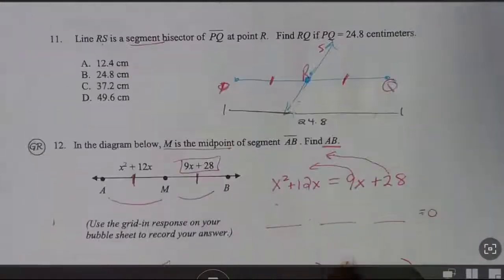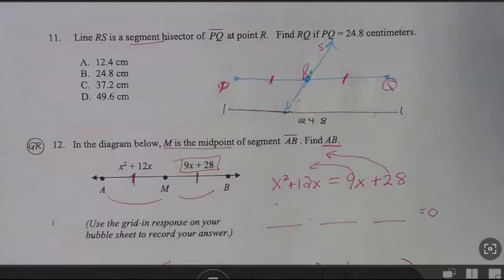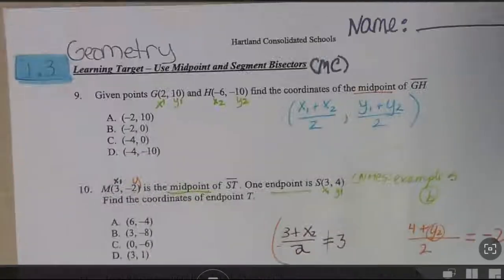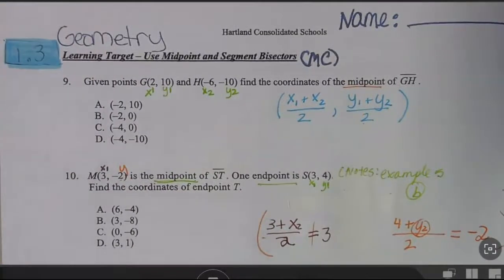Okay, so this is the multiple choice section for 1.3 only. Go back, rewatch anything you need to, use your notes, your review, anything you need.